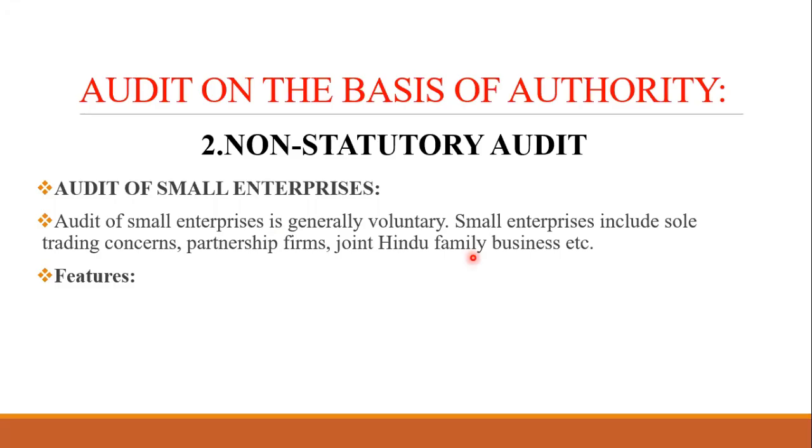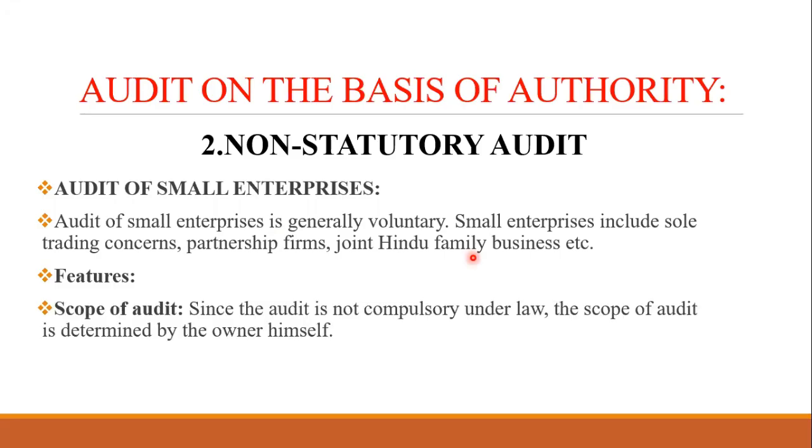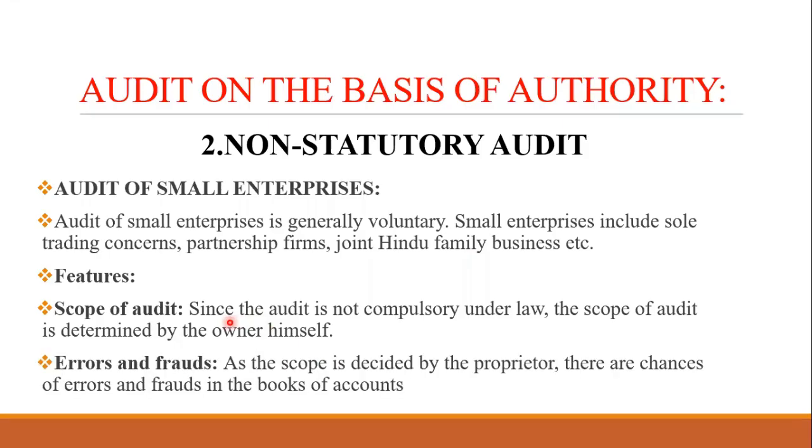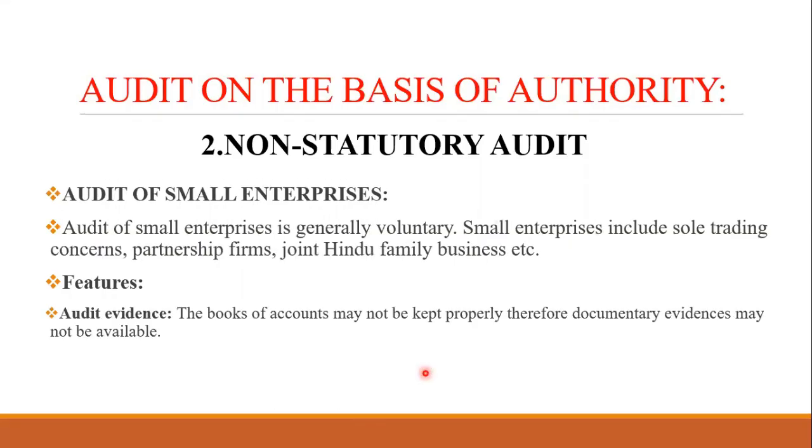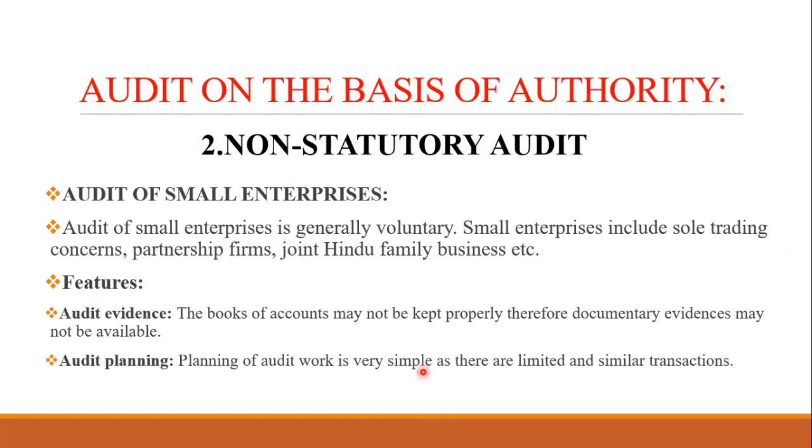What are the features of audit of small enterprises? Number one, the scope. Since the audit is not compulsory, the scope is determined by the owner. The owner himself will decide what to audit and what not to audit. Errors and fraud: since the scope is decided by the proprietor, there are chances of error and fraud. He will decide what he wants to show and what he doesn't want to show. Next, audit evidence. The books of account may not be kept properly, therefore documentary evidence may not be available. There won't be proper documents available, so evidence is also poor in that case.